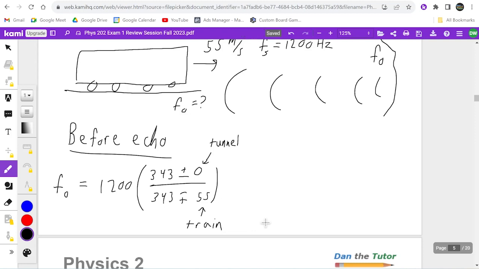So now I need to figure out if it's plus or minus, in other words, the top or the bottom. Obviously, for the tunnel part, it doesn't matter. That's just 0, plus or minus. I don't really care. It's not moving. But who can tell me what the train will be? Will that be minus or plus? It's getting closer or further?